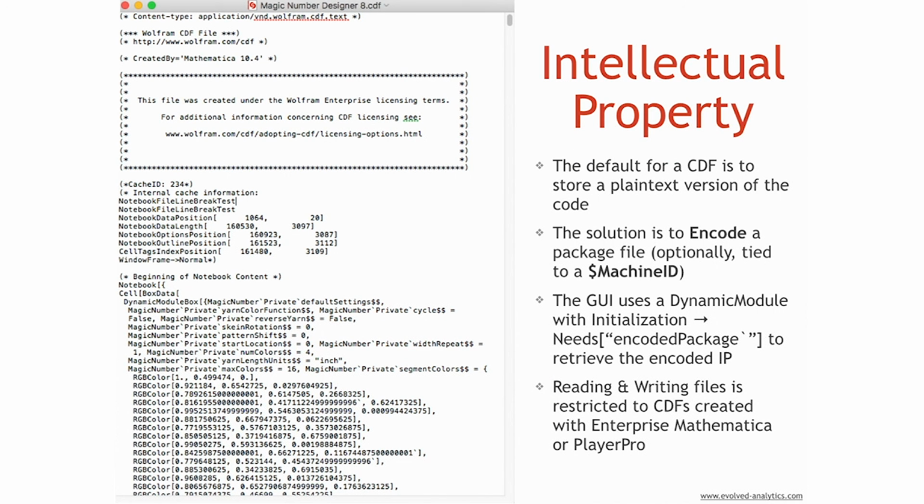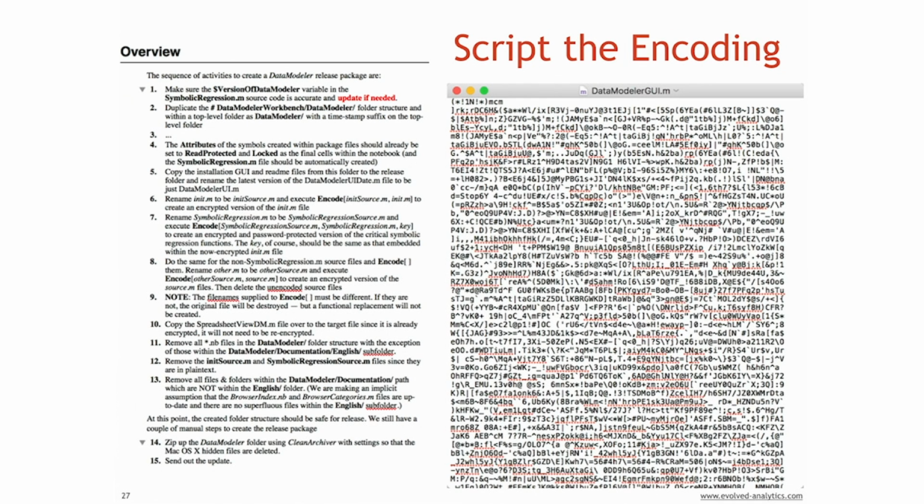One issue is intellectual property. What you store as a CDF by default is just plain text. If you don't want that to be there, use encode and do some other stuff to get it locked down. You can lock down to a machine ID if that's appropriate. And then my advice would be script the encoding. So this is the Data Modeler GUI in code that's displayed to the world.